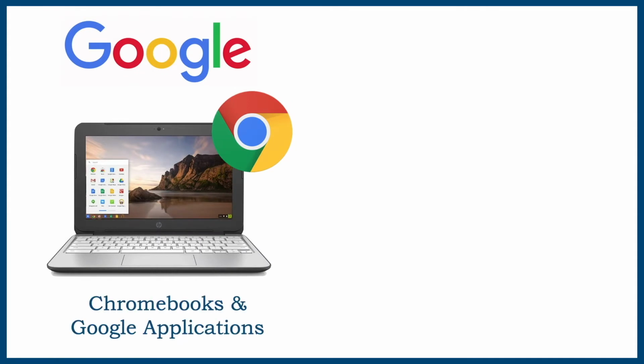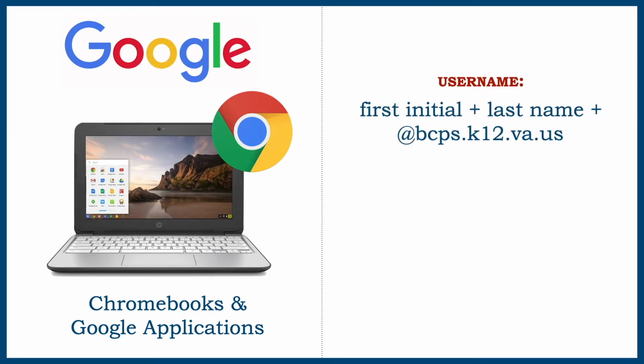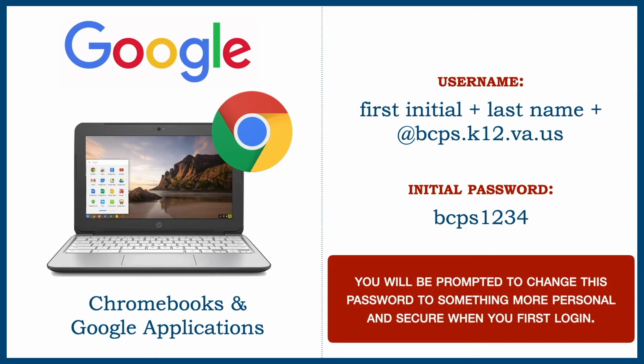The second account provides access to all Google applications and devices. Again, your username is usually your first initial plus your full last name, followed by @bcps.k12.va.us. The default password is also Bcps 1234. When you first log in to your staff Google account, you will be prompted to change this password.